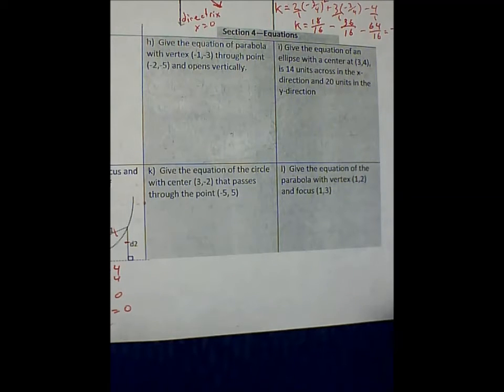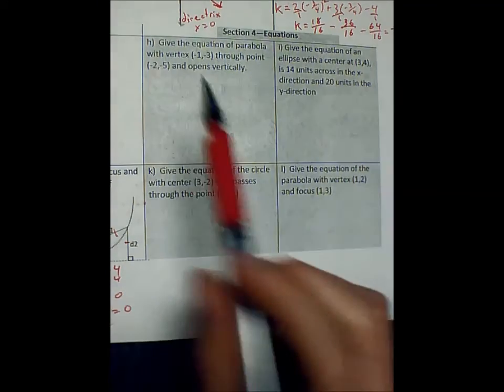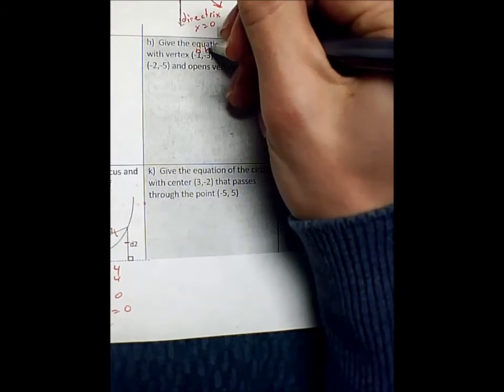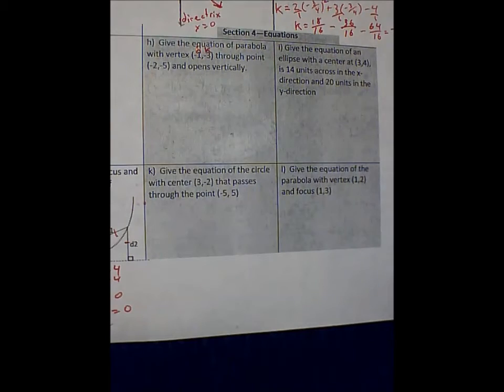Section 4. So on H, we've got a parabola, we're given the vertex, and we know it goes through a point. Now, I'm not going to draw this. To write this into standard form, we need to know H, we need to know K, we already have those, they are the coordinates of the vertex. Now we also need to know P.